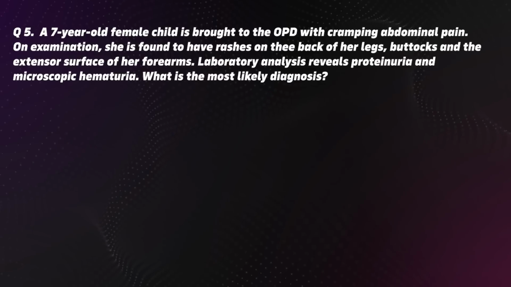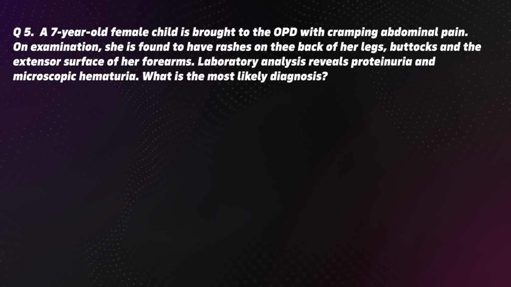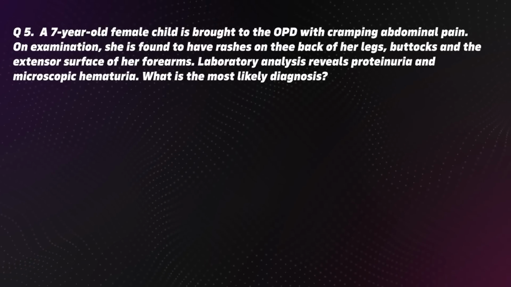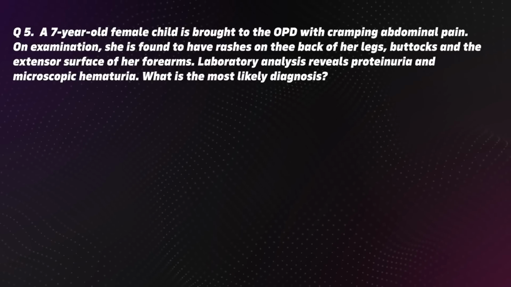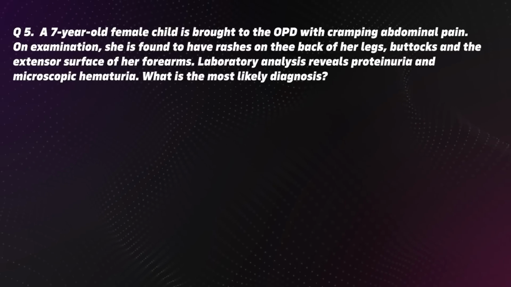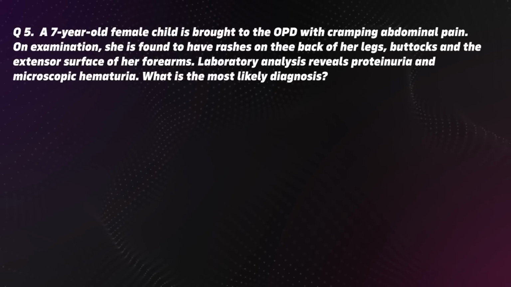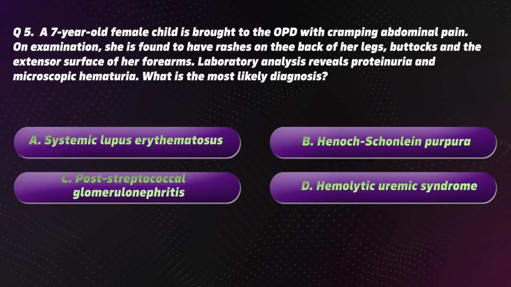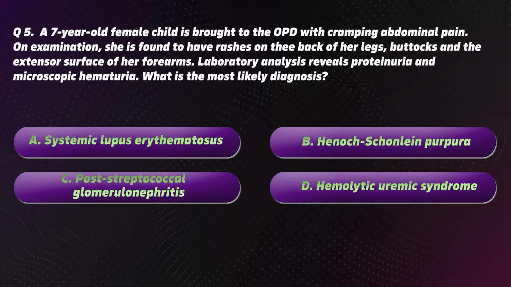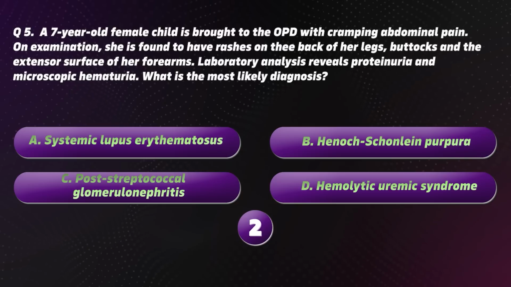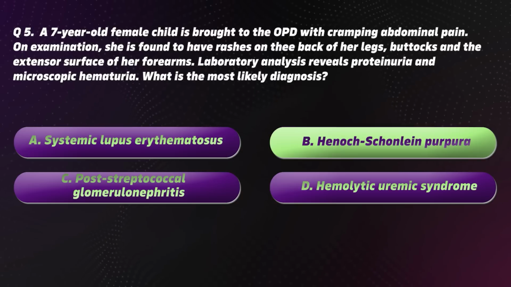Question 5. A 7-year-old female child is brought to the OPD with cramping abdominal pain. On examination, she is found to have rashes on the back of her legs, buttocks and the extensor surface of her forearms. Laboratory analysis reveals proteinuria and microscopic hematuria. What is the most likely diagnosis? Here are the options. A. Systemic lupus erythematosus. B. Henoch-Schönlein purpura. C. Post-streptococcal glomerulonephritis. D. Hemolytic uremic syndrome. And the correct answer is option B.